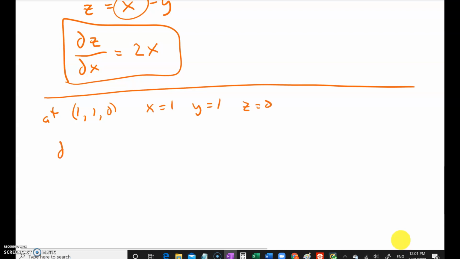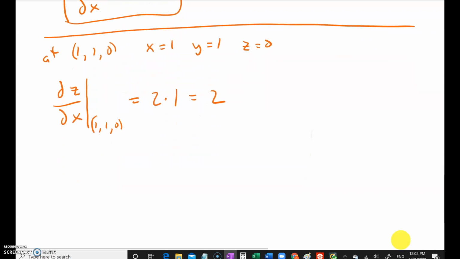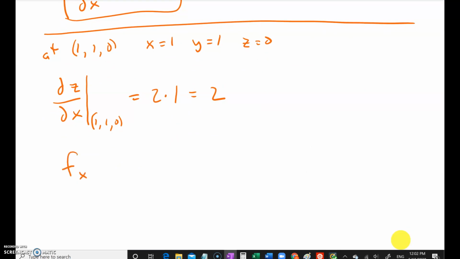So here's some notation. You may not have seen this before. So dz dx, you can put a vertical line and then just write the point down here. So this means the instantaneous rate of change of z in relation to x at the point 1, 1, 0 is equal to, and then you plug in your numbers, 2 times 1, which is equal to 2, right there. Using the function notation, you would write the derivative of f in the x direction at that point 1, 1. Leave the z out here, and that just would be 2 times 1, which is equal to 2.